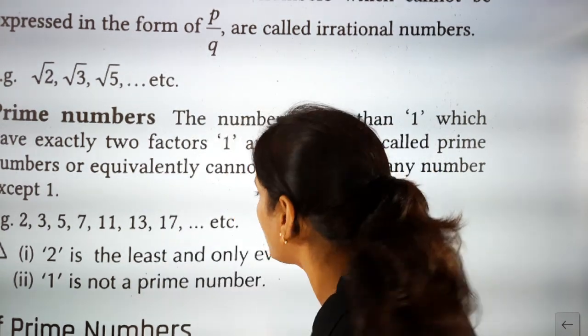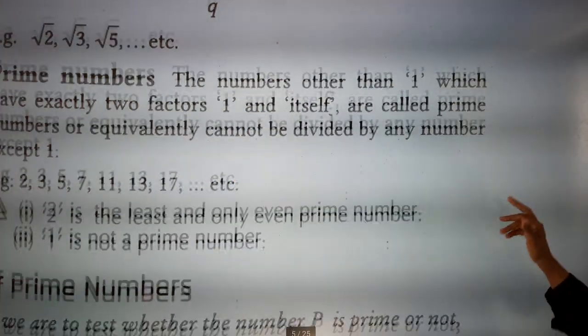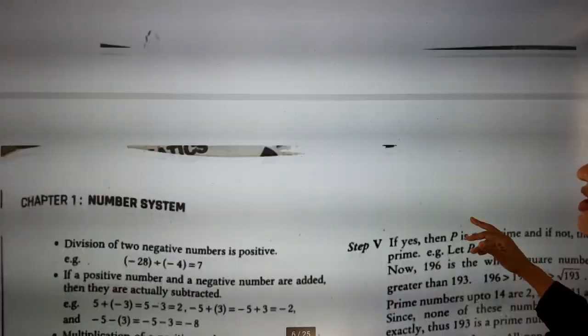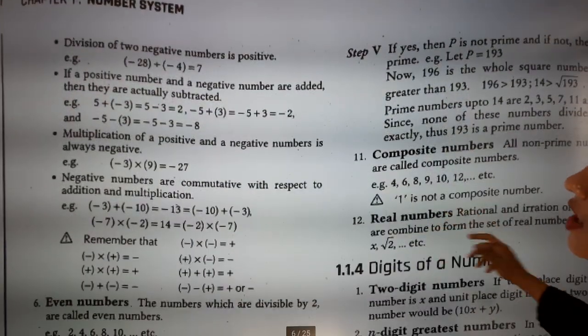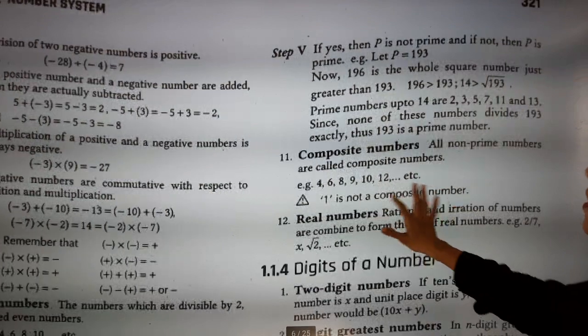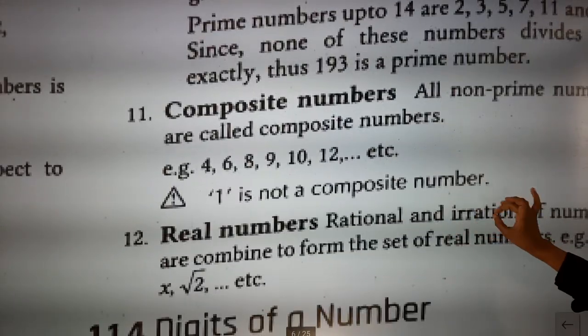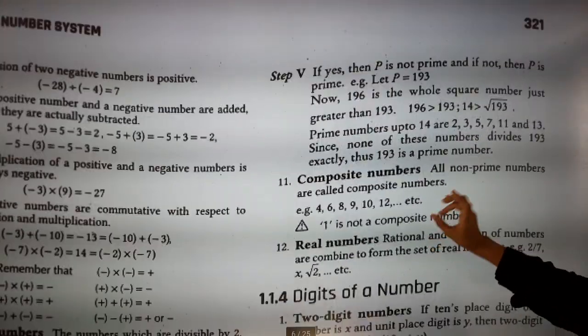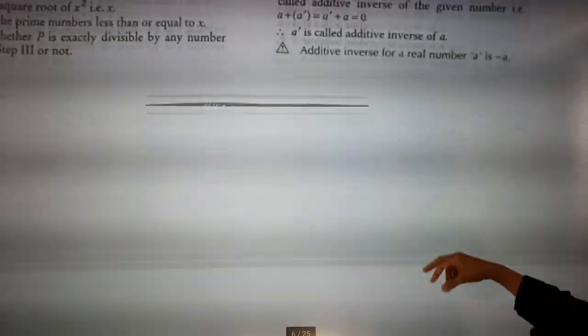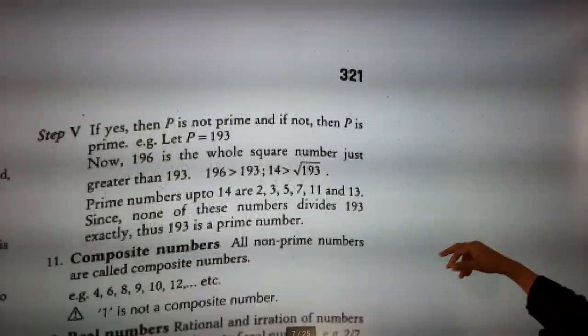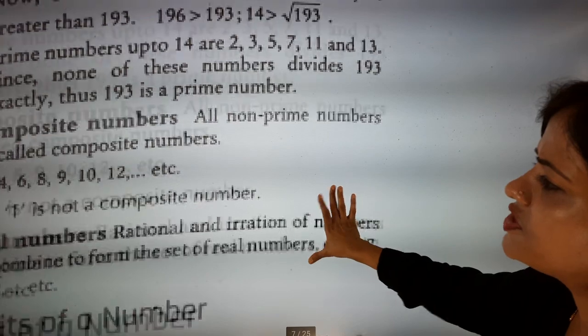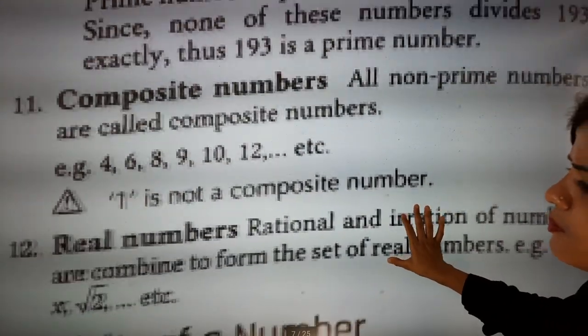Is it a prime number or not? Now prime number divisibility will not come, so don't go for that. We will go for the next one, composite numbers. The numbers which are not prime numbers are called composite numbers.